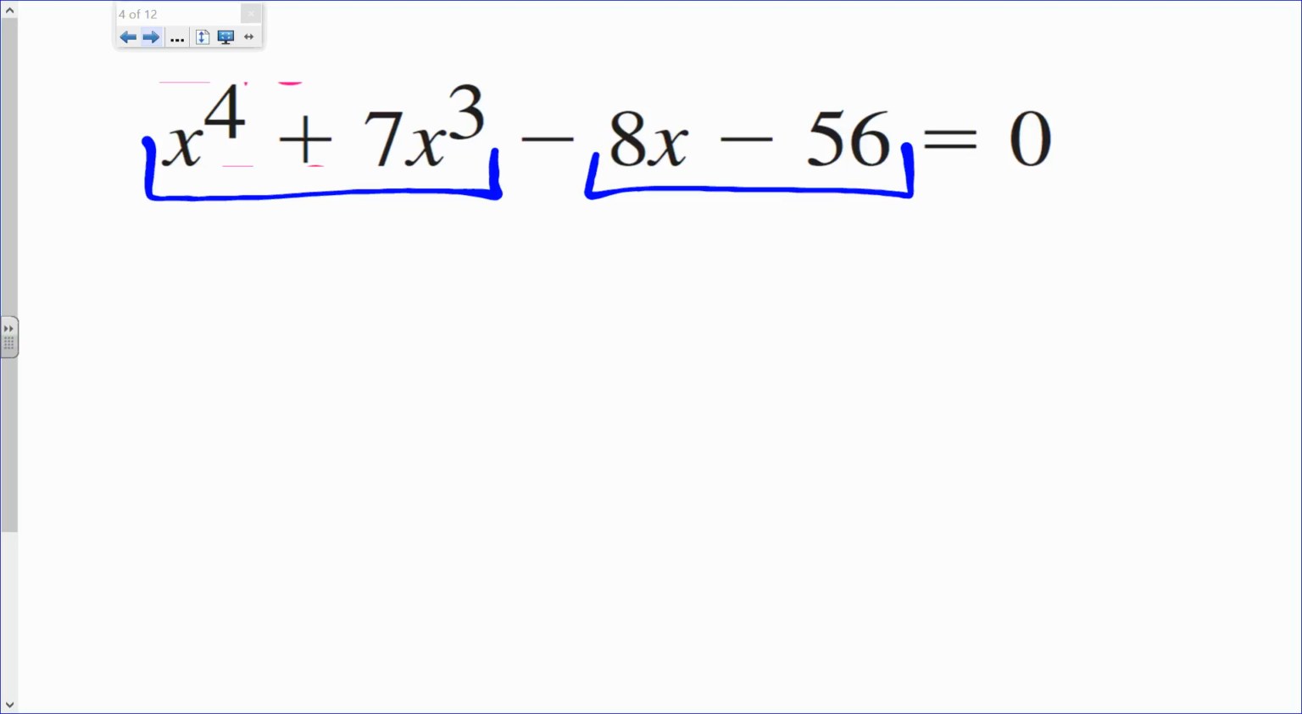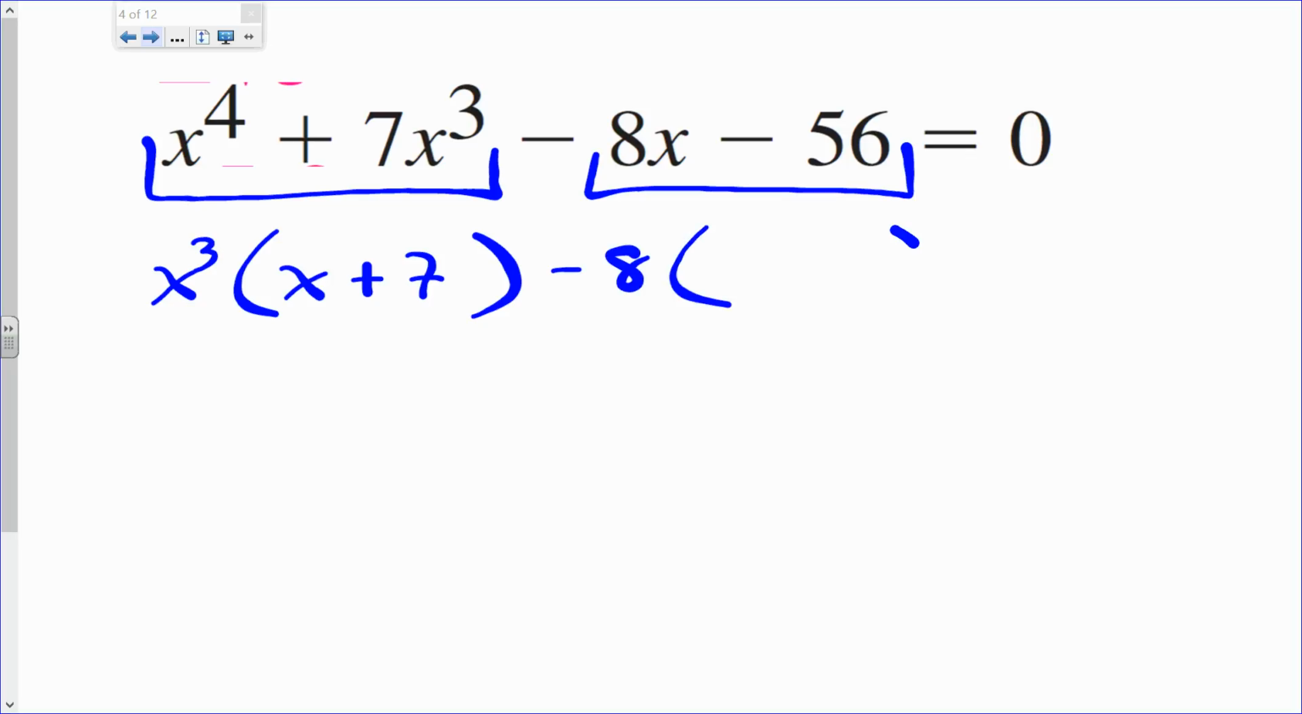Here, the greatest common factor is going to be an x to the 3rd power, notice. I'll take out an x to the 3rd power. That's going to leave us with an x plus 7. And over here, I'm going to take out a negative 8. I'll factor out a negative 8 from here and here, okay? And that'll result in x plus 7 also, notice.